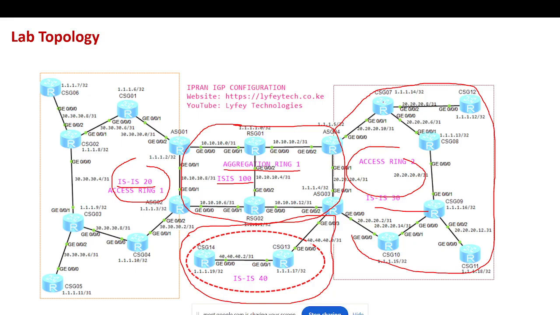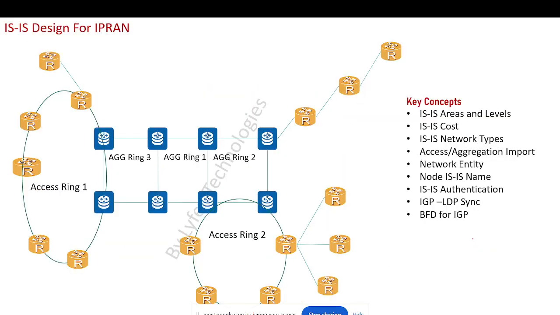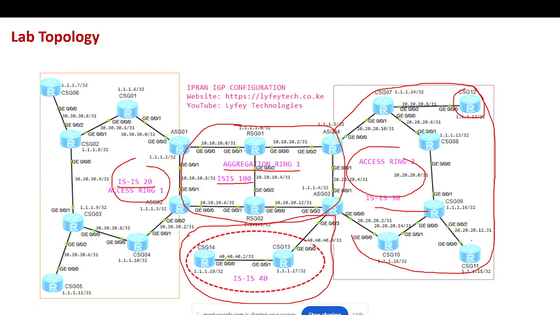And you can be having multiple nodes. You can see that these are spurs from access ring 1, and we also have spurs from access ring 1. So this one, they will be in the same ISIS process. This one will be configured in ISIS 20. This one that is spanning from ISIS 30 will also be configured in ISIS 30. And of course, you could be having other spurs from these nodes.